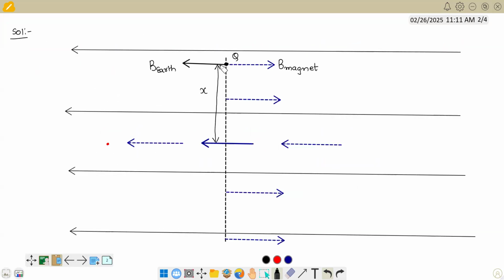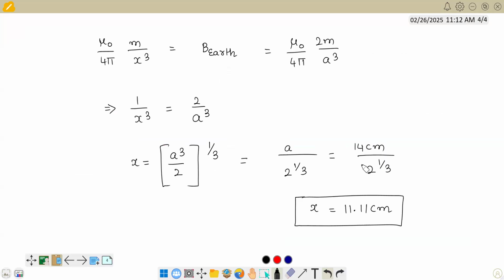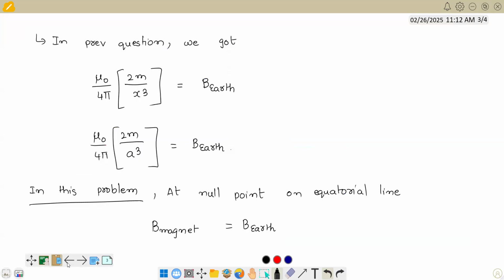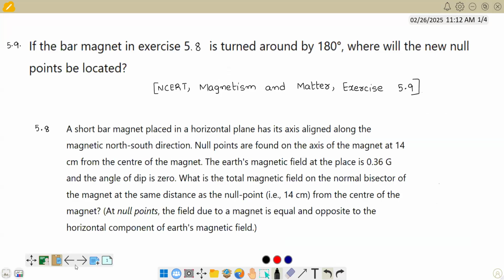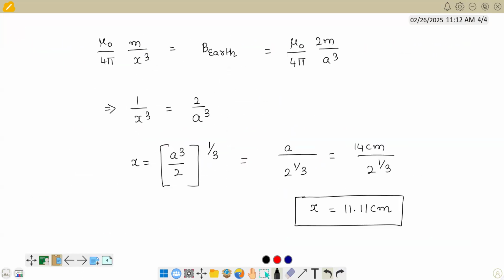And let me tell you, the null point is not only in the upward side, on the downward side also, at the same distance x, we get a null point. So don't think that null point is only above the magnet. Even below the magnet also, this is the direction of magnetic field due to the bar magnet, and this is the direction of Earth's magnetic field. So both above and below it, at this distance, 14 by 2 power 1 by 3, we get our value. Hope you understood how I have solved. But to understand what we have done in the previous problem and what is the Earth's magnetic field, do watch the previous video also. It will help you understand this concept better. Thank you.